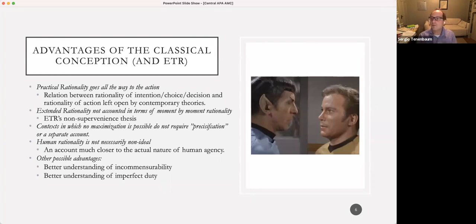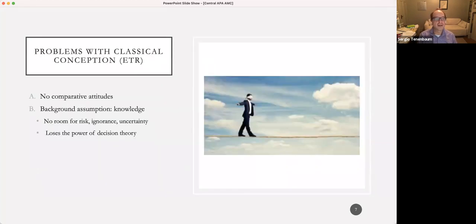These contexts in which you have indeterminate ends don't require a precisification. We don't need to precisify our attitudes before we start a theory of rationality. I'm not going to explain much about that, but just say that it's not necessarily non-ideal, as in orthodox decision theory, for instance. I think that rational agency, human agency, is necessarily non-ideal, and if it's just merely contingently non-ideal.